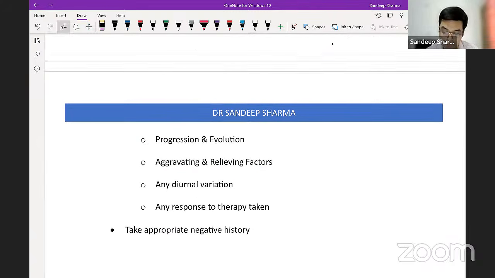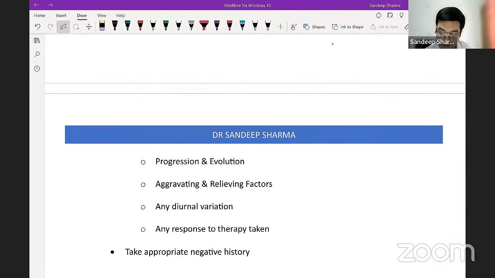Then frequency, you will ask about the progression and evolution, whether it is progressively improving with time or it is worsening with time. For example, if there is a fever which initially was high grade and now it is improving, you will think of a viral infection which is probably self-resolving. On the other hand, if the patient is having weight loss which is now worsening, you will think of a likely malignancy in the patient, right? So progression and evolution also you need to mention.